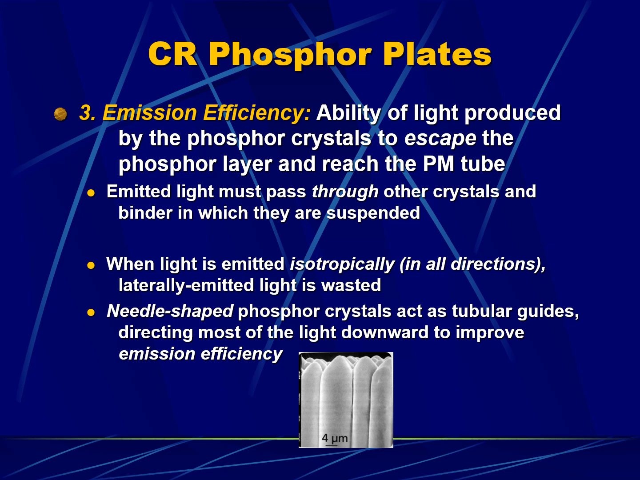Okay. Emission efficiency, the ability of the light produced to escape the phosphor layer and reach the photomultiplier tube. This is for CR plates. Okay. Remember, DR doesn't have a photomultiplier tube.